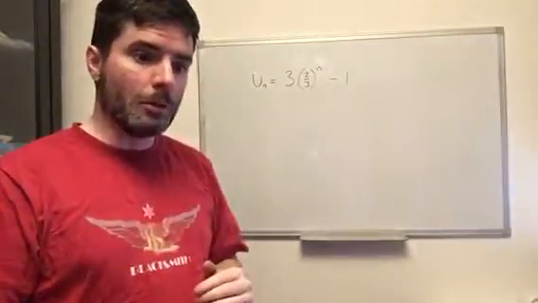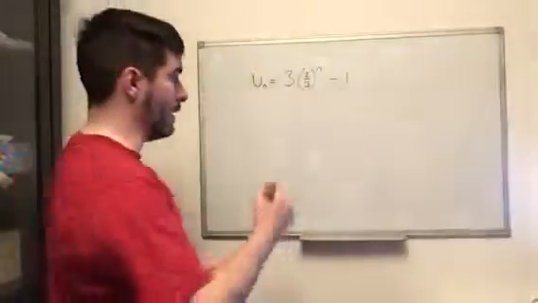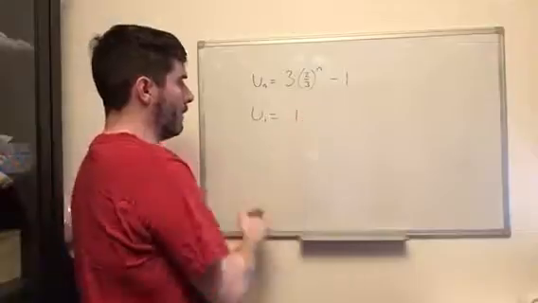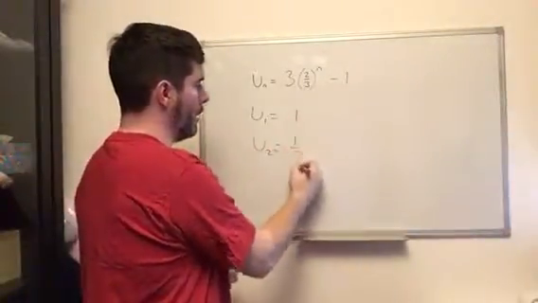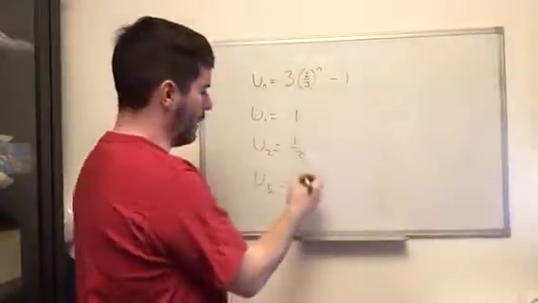The first thing that we can do is we can get the first three terms. That was part A, so you should already have this. U1 is given as 1 when you've calculated it. U2 is given as 1/3. And U3 is given as minus 1/9.